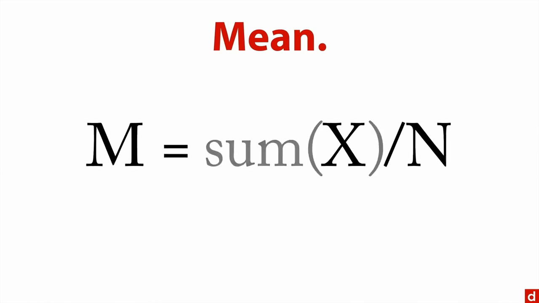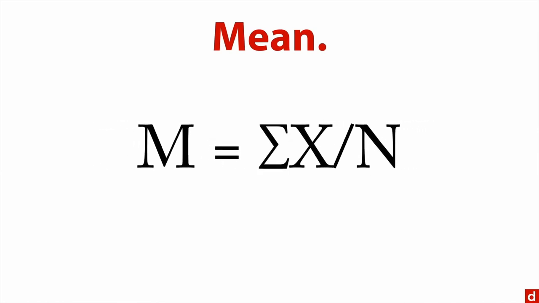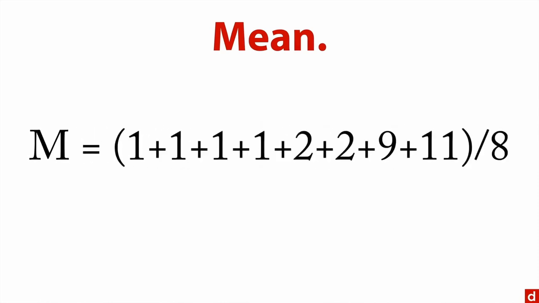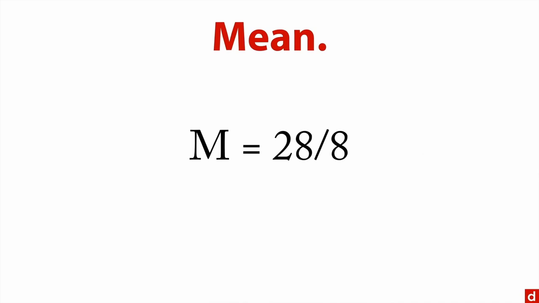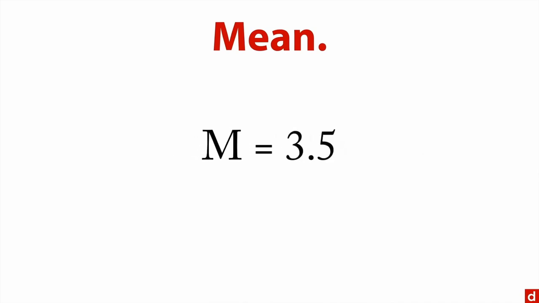You can also write it out with Greek notation if you want, like this, where that's sigma, a capital sigma, the summation sign, sum of x divided by n. And with our little data set, that works out to this: 1 plus 1 plus 1 plus 1 plus 2 plus 2 plus 9 plus 11. Add those all up and divide by 8, because that's how many scores there are. Well, that reduces to 28 divided by 8, which is equal to 3.5.